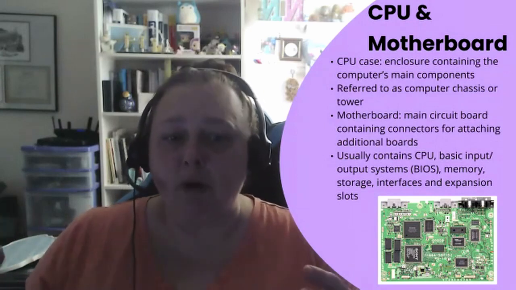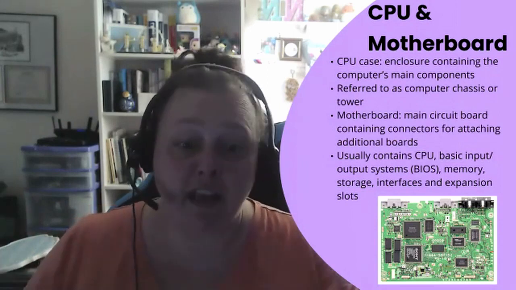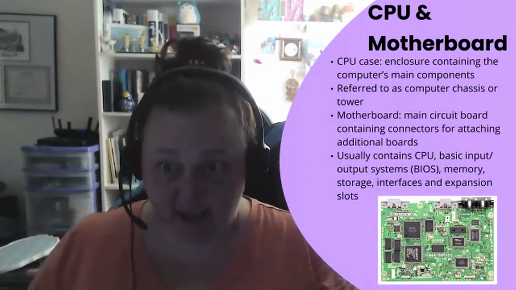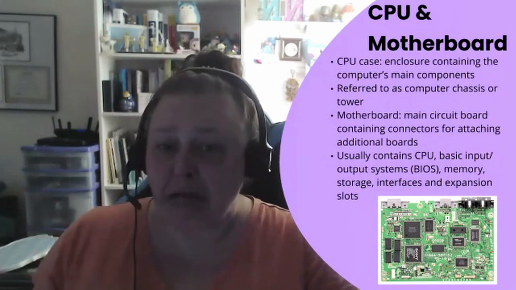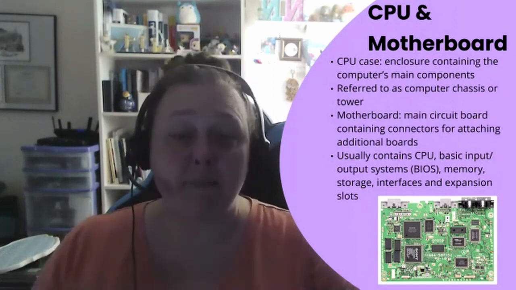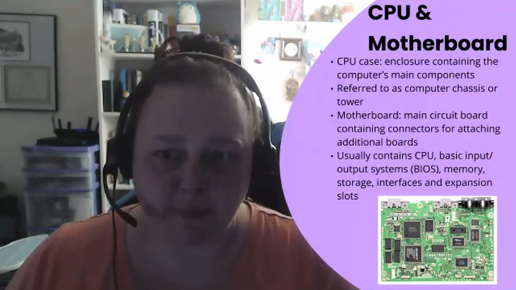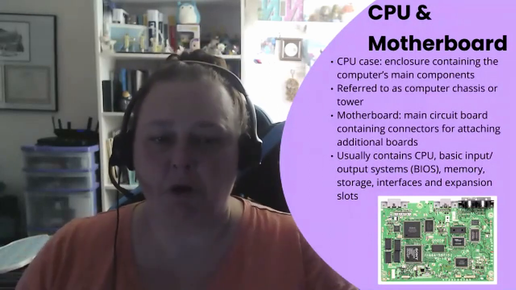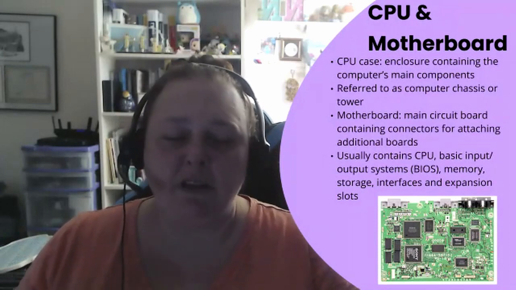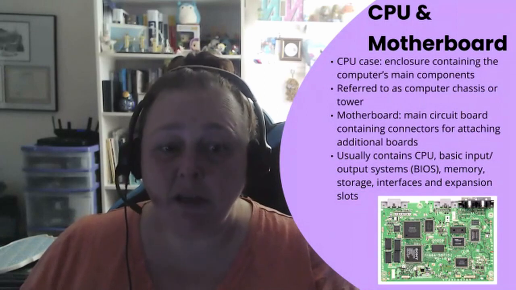This circuit board is called the motherboard. It basically has all of the connections for everything. It will connect your CPU to the input output system, to the memory, to the storage. It has the ability for expansion. This is a picture of what a motherboard looks like. Typically, your CPU is sitting on there in some location.